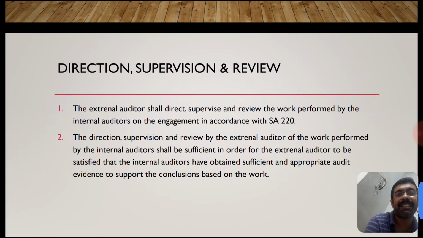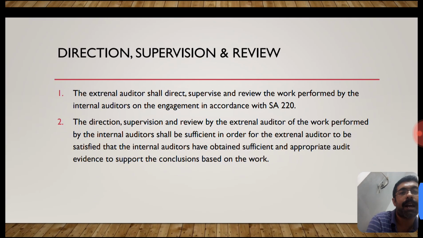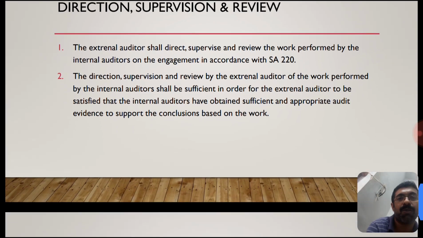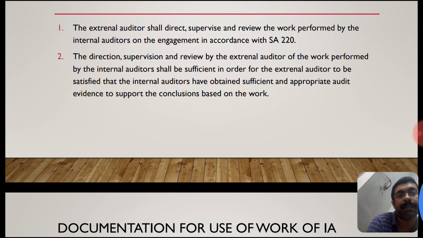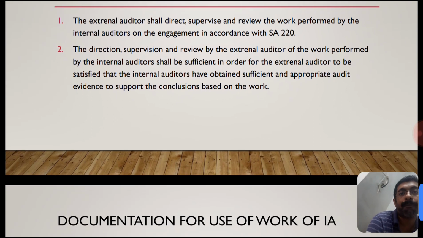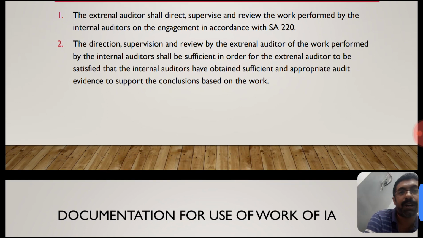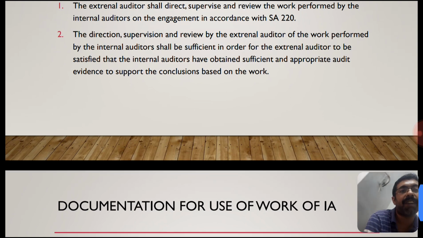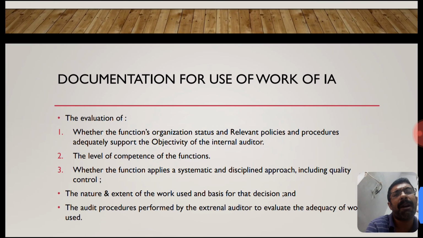Direction, supervision and review. The external auditor shall direct, supervise and review the work performed by the internal auditor on the engagement in accordance with SA 220. Supervision, direction and review by the external auditor of the work performed by the internal auditor shall be sufficient for the external auditor to be satisfied that the internal auditor has obtained sufficient and appropriate audit evidence to support the conclusions based on the work. And the work performed will be documented.